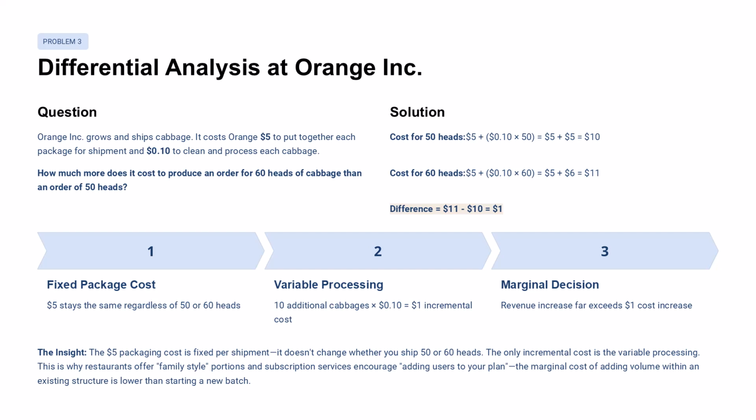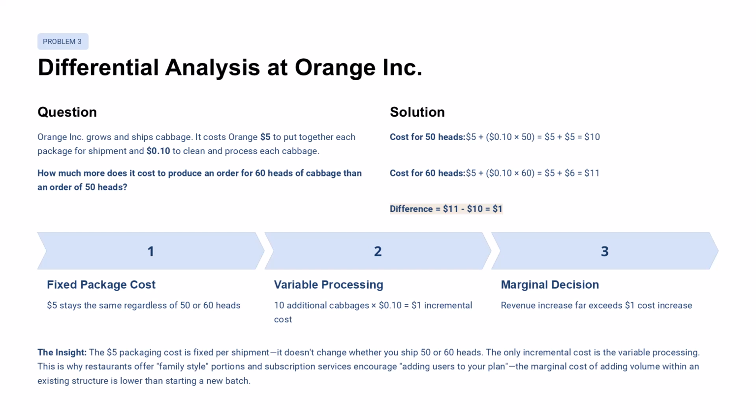This problem is beautifully elegant in its simplicity, but don't let that fool you. It contains the seeds of crucial business decision-making. Let's calculate both scenarios explicitly. Cost for 50 heads equals $5 plus $0.10 times 50 equals $5 plus $5 equals $10. Cost for 60 heads equals $5 plus $0.10 times 60 equals $5 plus $6 equals $11. Difference equals $11 minus $10 equals $1.